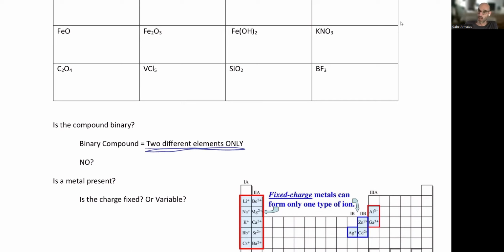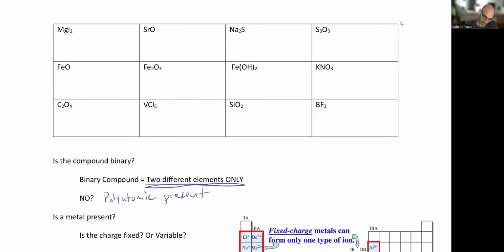If it's not a binary compound, if you see more than two elements, if you see three or possibly four, we simply have to recognize that there is a polyatomic present. The naming is not really going to change. I'm just going to have to look up the name of a polyatomic, and that's pretty much it. So we're going to come back down to this in a second.